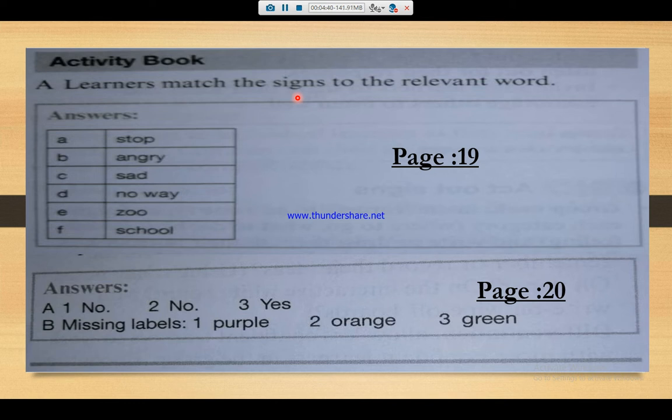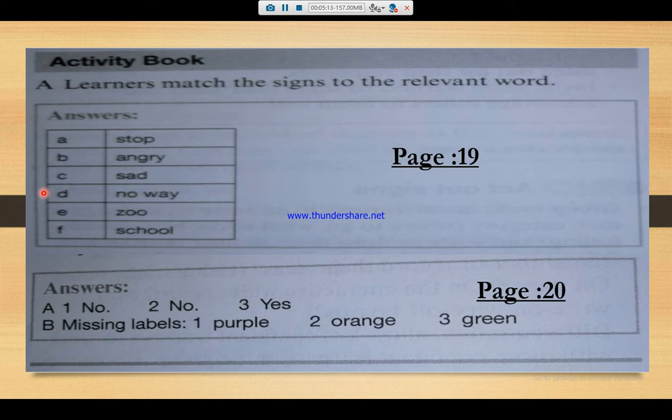So the first one, which is letter A, is a stop sign, so we are going to match it with the word stop. The second picture, which is letter B, you can see a boy who is so angry, so please match it with the word angry. In picture letter C, we can see a baby, and the baby is crying, so it means that the baby is sad. It's a sign that the baby is sad. So match the picture of the baby with the word sad.